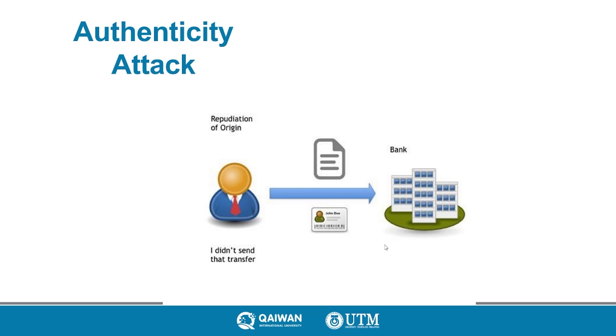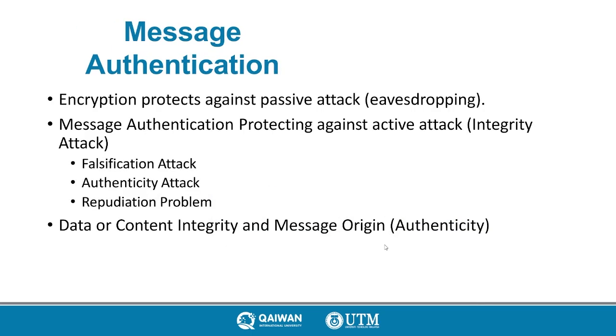Now, authenticity attack or non-repudiation, or repudiation of origin, means that once a person sends something to the bank, they should not be able to say that I didn't send that transfer or I didn't send that thing. Okay, the authentication should be acquired by that person. Now, what does authentication mean? We will explain it furthermore.